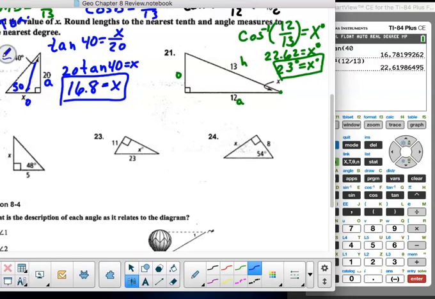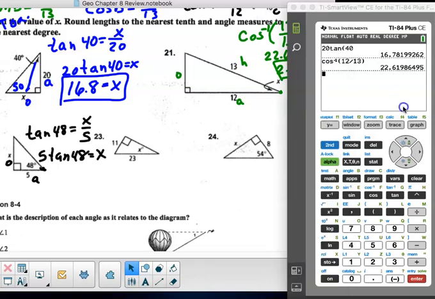I'm looking for x. I'm standing on 48. X is opposite. 5 is adjacent. So tangent, TOA, tangent of 48. Remember, I'm looking for a side, so I use sine, cosine, or tangent. If I look for an angle, I use the inverses. So now I've got x over 5, opposite over adjacent, so 5 tan of 48 is equal to x.